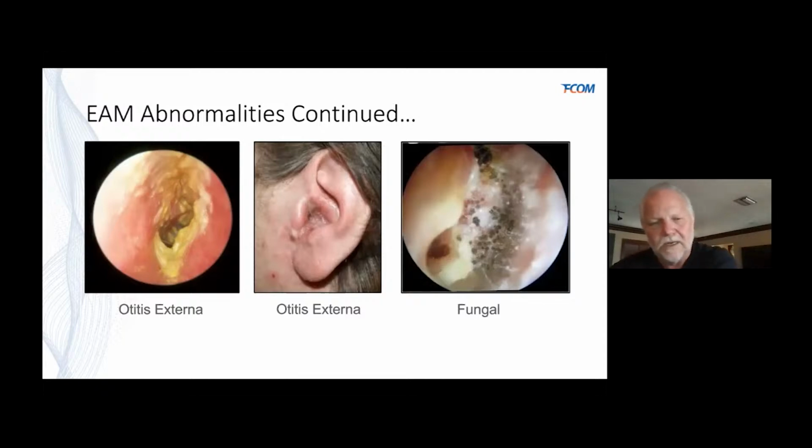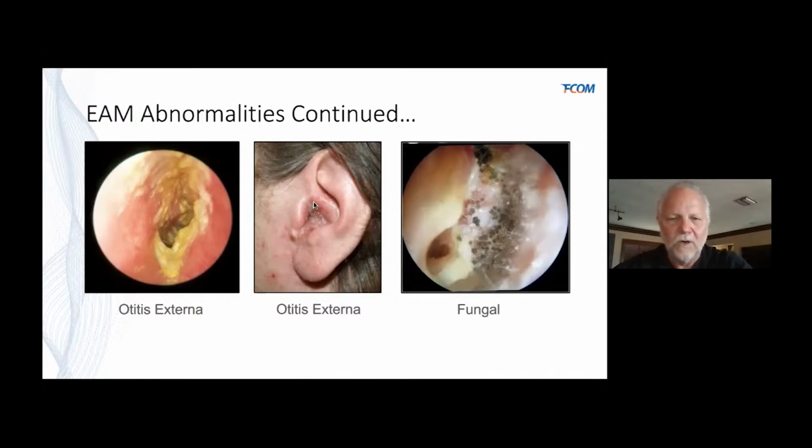Polymyxin, neosporin, neomycin drops with some hydrocortisone are very common. But be careful and be certain that there's no perforation, because neomycin is ototoxic and is really not indicated if there's a perforation, because it has been shown to result in hearing loss in cases where a perforation is present.